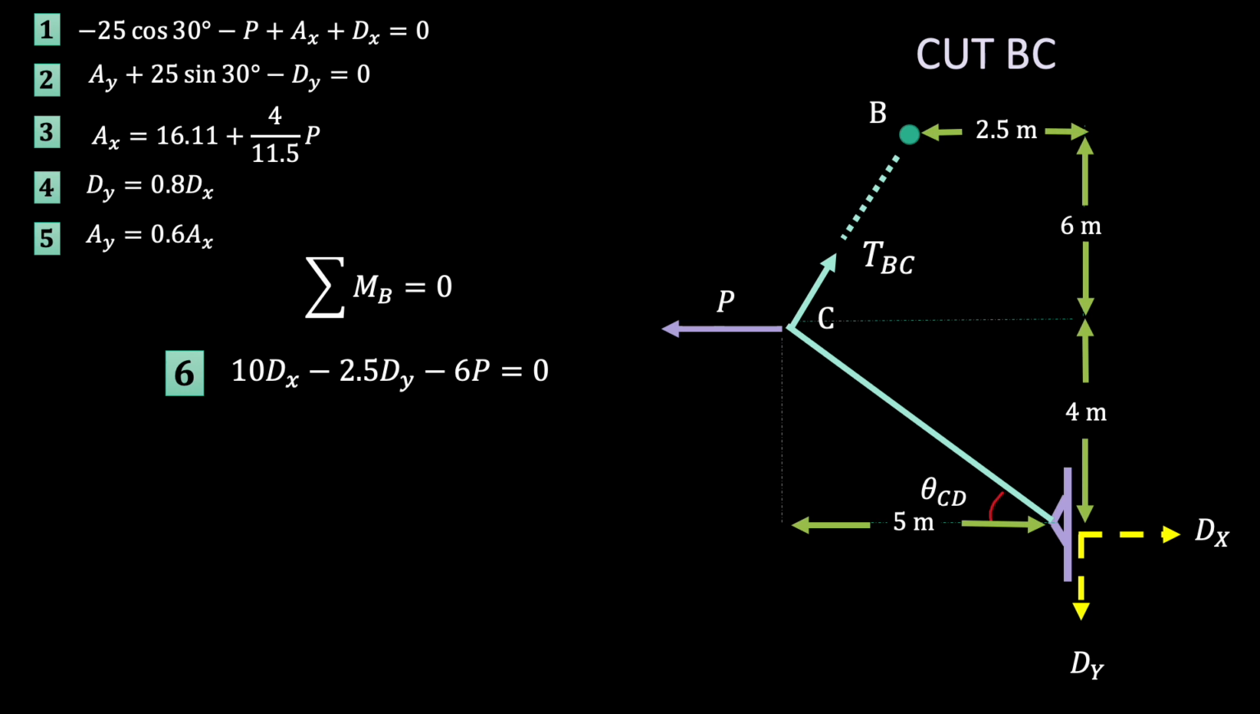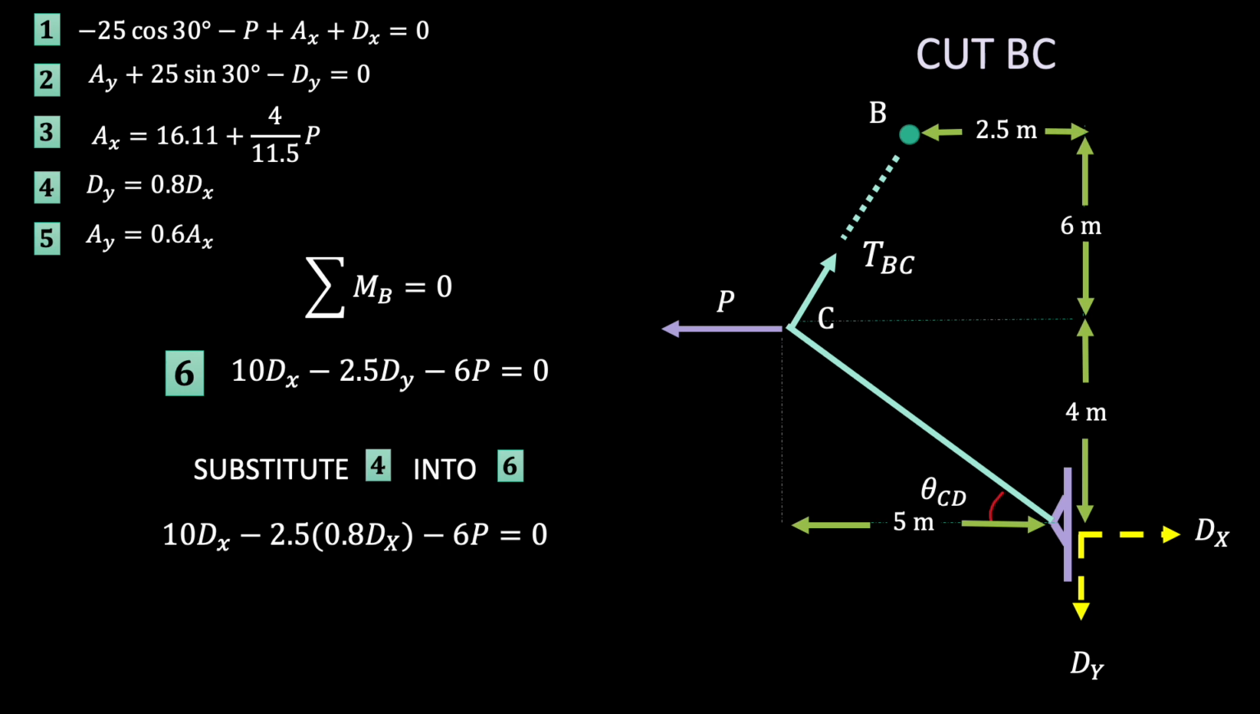Now we can take the moment about point B. Since the tension in segment BC goes right through point B, we don't need to include it in the equation. That gives us an equation in terms of P, dx and dy. Now we can use substitution to write the equation in terms of just dx and P, which lets us write dx in terms of P. This is super neat, and I'll show you why.